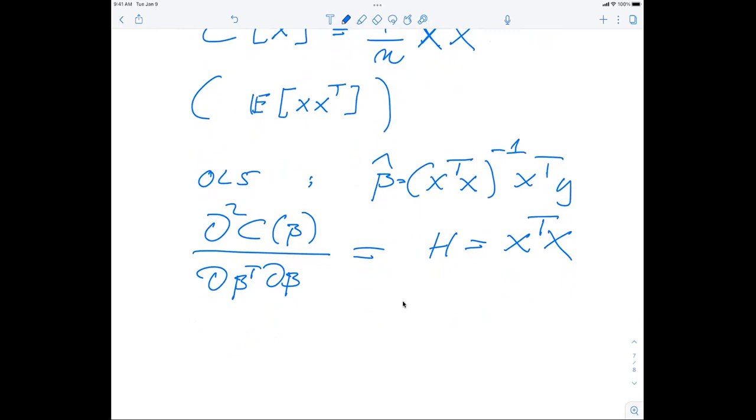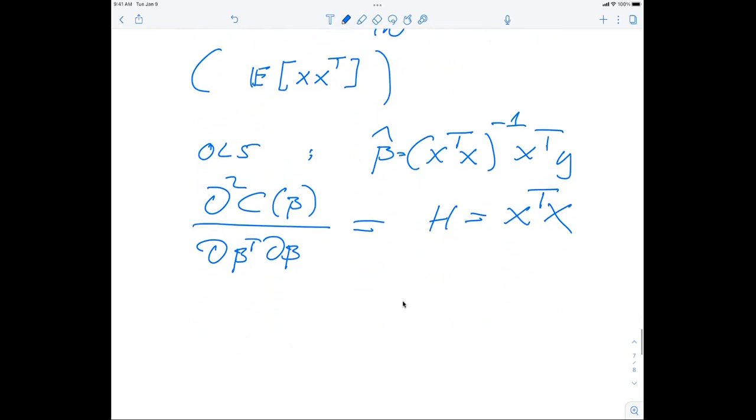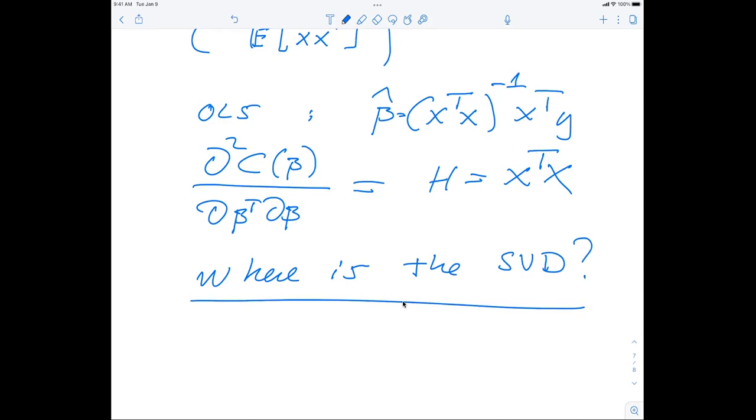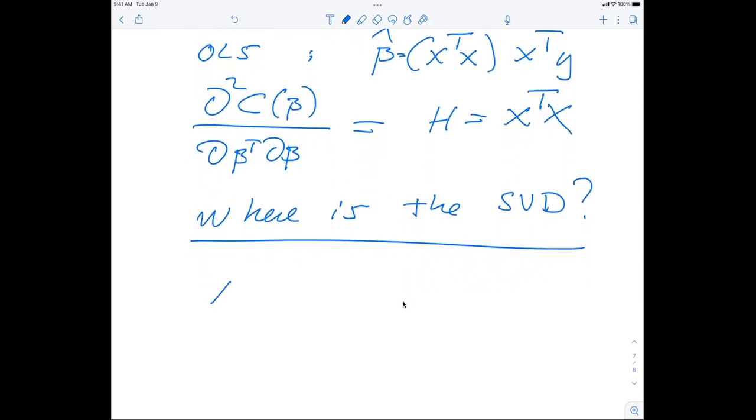So what does this have to do with the singular value decomposition? Where does that come in? Let's go back to what we did in the beginning of the lecture. So where is the SVD? Remember that what we saw is that X transpose times X is actually given by V times Sigma transpose times Sigma times V transpose. So that's the decomposition we did when we began the lecture.